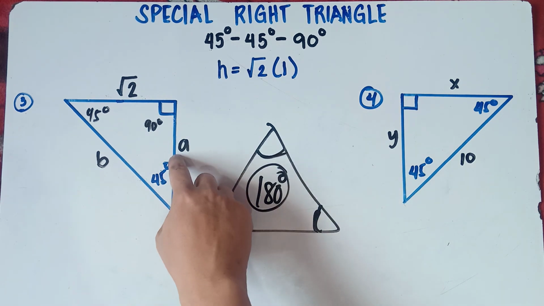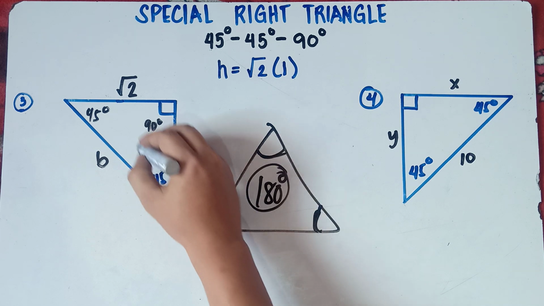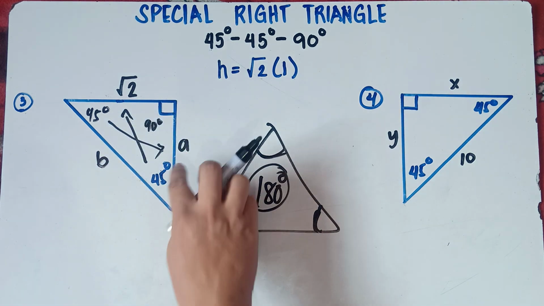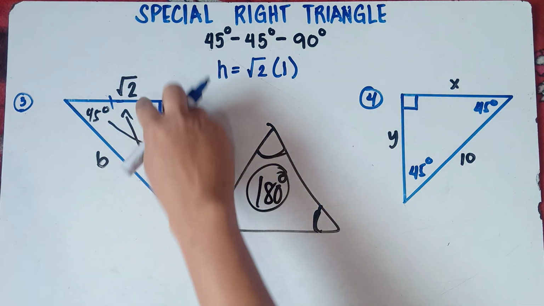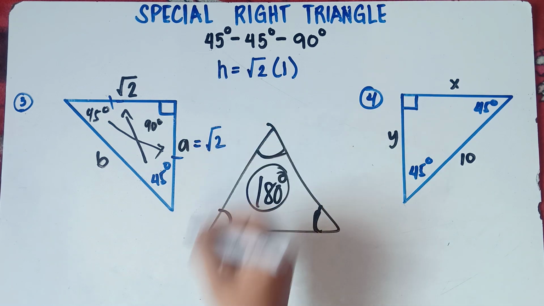So therefore, this side is congruent to this side. Opposite of this angle, 45 degrees, is this side. Opposite of this angle, 45 degrees, is this side. So therefore, this side is congruent to this side. So if this is square root of 2, therefore A is also square root of 2.